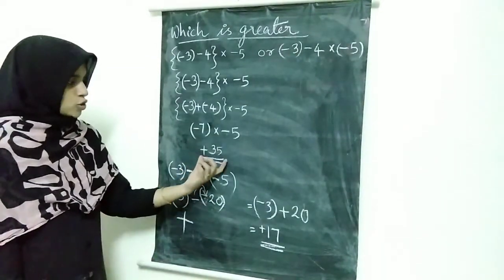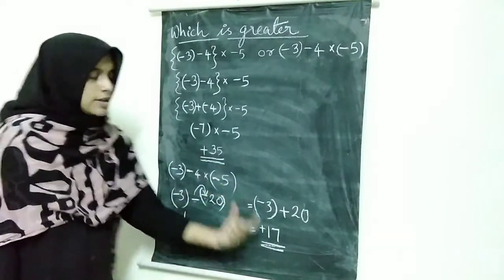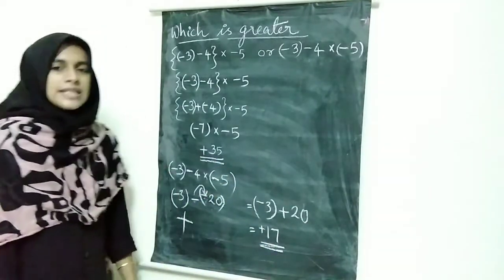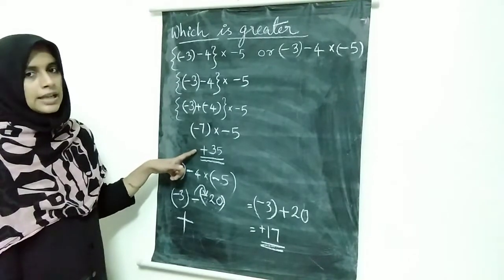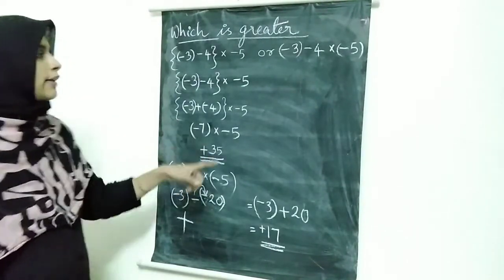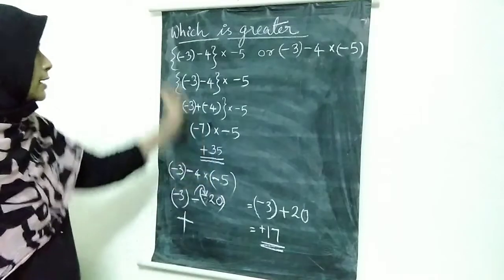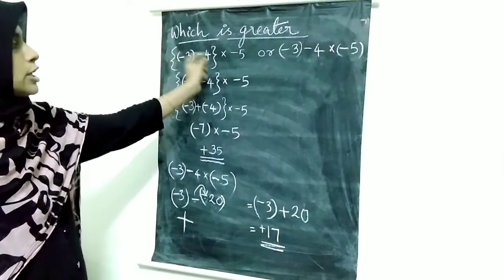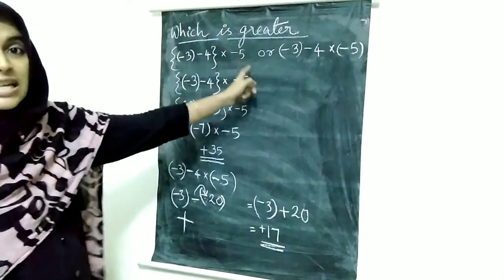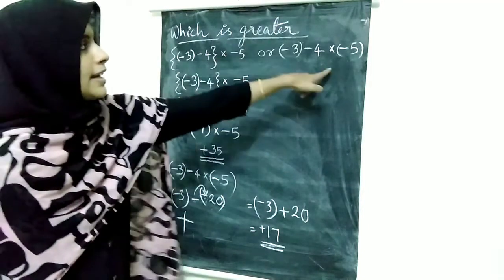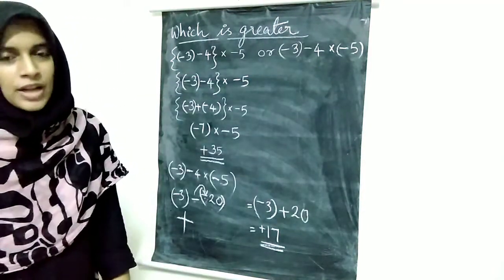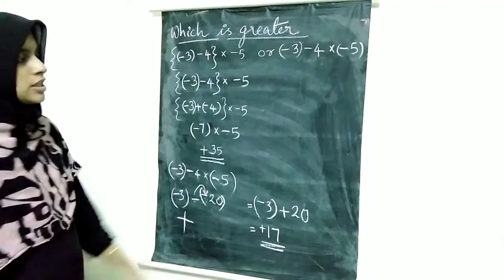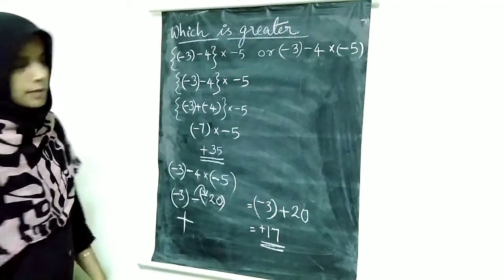Okay, so first part is plus 35, second part answer is plus 17. So which is greater? First part is greater. So you have to write as a conclusion, minus 3 minus 4 into minus 5 is greater than minus 3 minus 4 into minus 5. Okay, so below this you should write that.